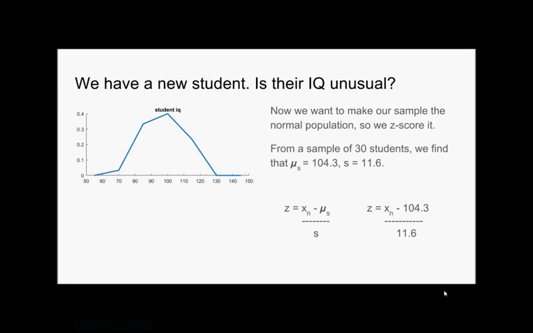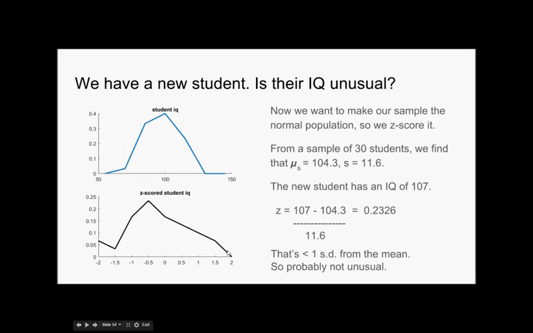Let's say we have a new student and we want to know if their IQ is unusual based on the student IQ population that we collected before. So now we're going to z-score our student IQ population because we want to force it to be the normal population that we're comparing the new student to. So we calculate the z-scores based on the formula I gave you earlier, and you do that for every single sample. So this is what the z-scored sample looks like. It's slightly skewed, but we're just going to say this is approximately normal given the distribution of data points we had earlier. And now the new student has an IQ of 107.